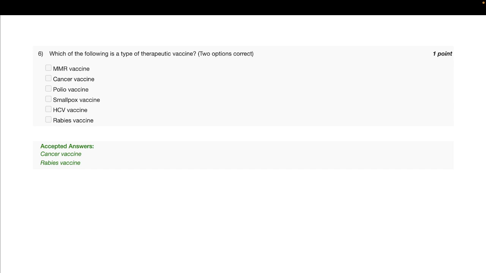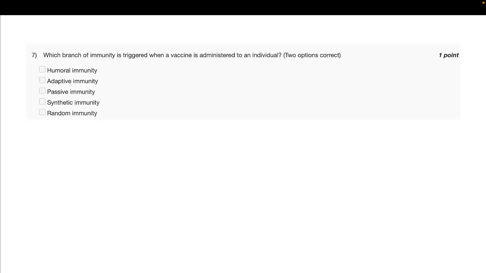Okay, then let's move on towards the next question. Next is, which branch of immunity is triggered when a vaccine is administered to an individual? Two correct options. Any guesses? Humoral and adaptive. Okay, thanks for answering. Anybody else?